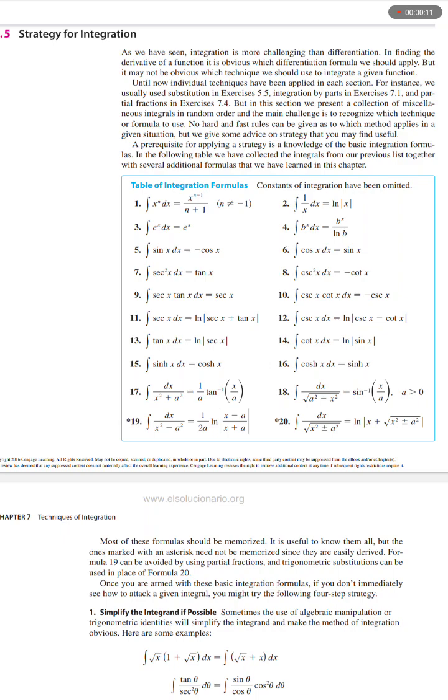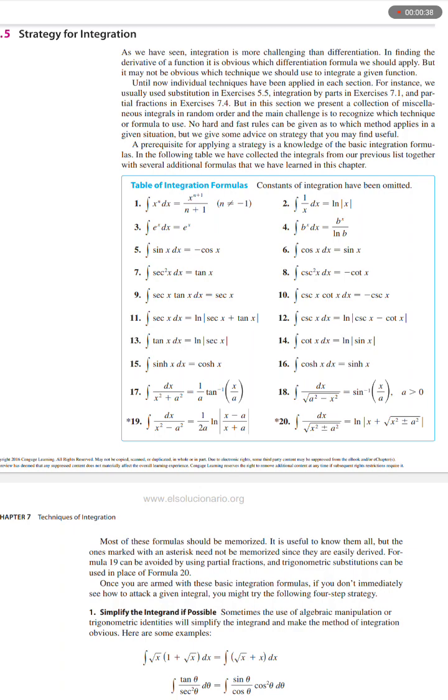As we have seen, integration is more challenging than differentiation. In finding the derivative of a function, it is obvious which differentiation formula we should apply. But it may not be obvious which technique we should use to integrate a given function.